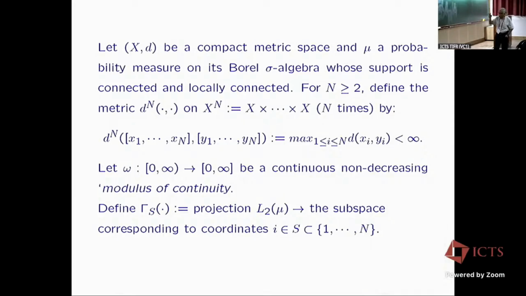And the third component is I define Gamma S as a projection from L2 mu to the subspace corresponding to coordinates spanned by the indices which belong to S. So S is a finite subset of the index set 1 through capital N. Basically, if I define some function f on this whole X raised to n and take conditional expectation with respect to the components corresponding to S, that's what I mean.